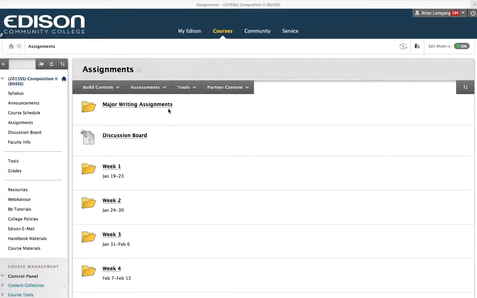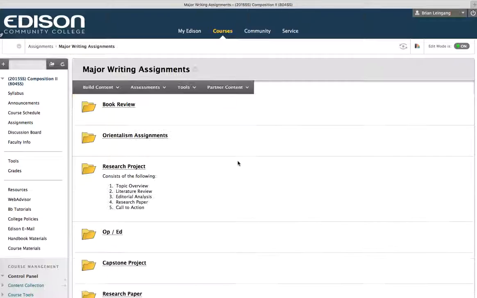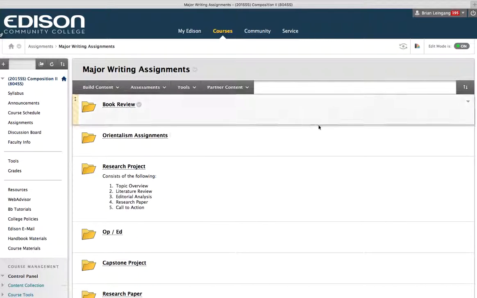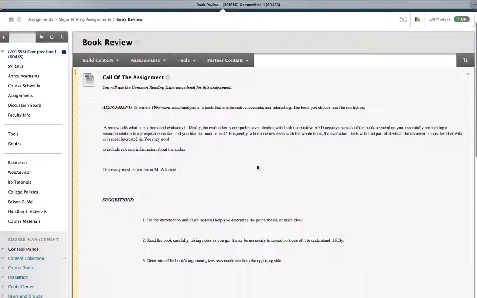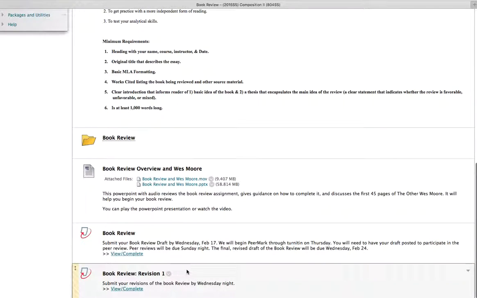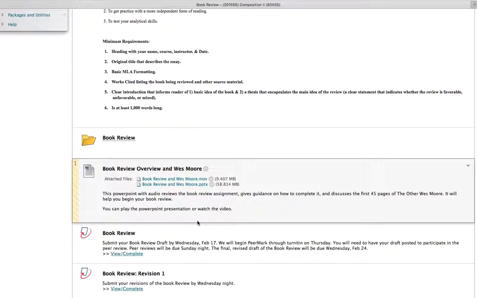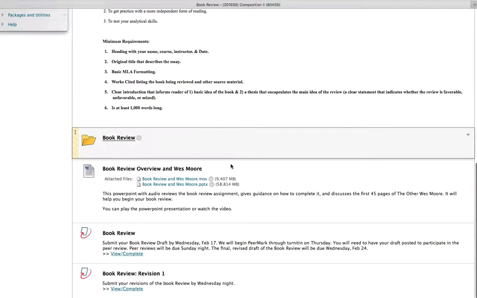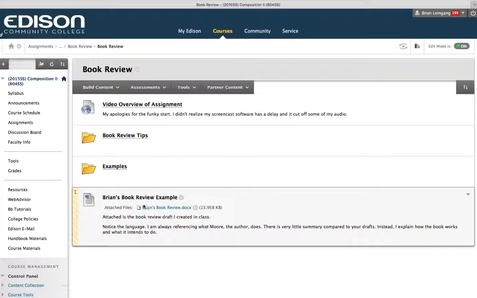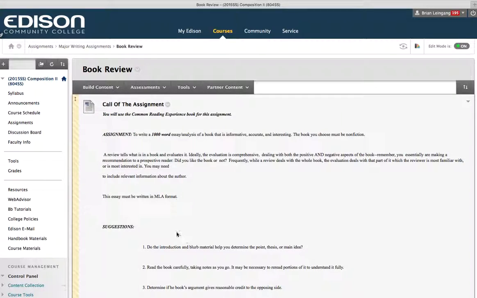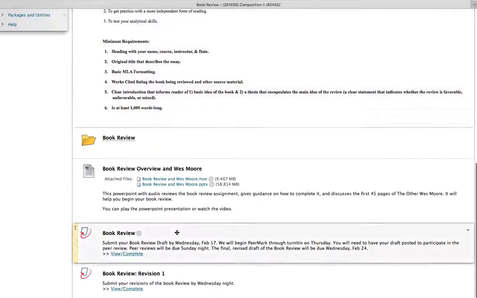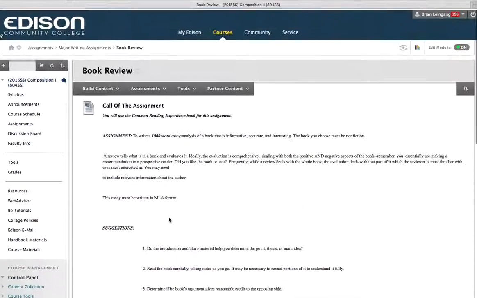So to show you where that is, if you go to the assignments page and click on major writing assignments, you will see book review, and down here it should have, it's not in here yet, but it'll have an example of my book review. Maybe it's in here. Yep, right in here. So I'll move this out of there, and so it's on this page. I just put it in the wrong folder, but it'll be there, and you'll be able to click on that.